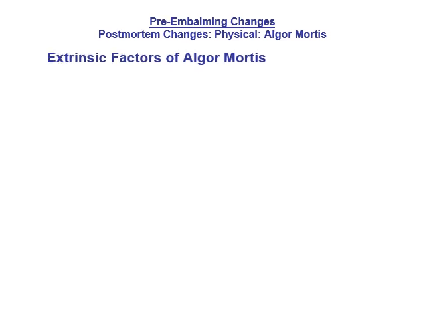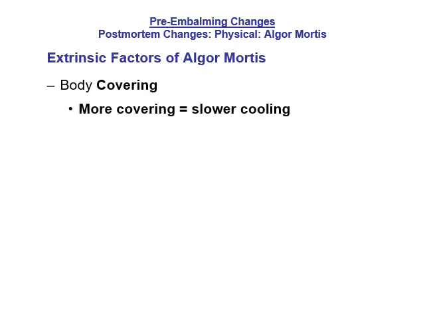The extrinsic factors of algor mortis would include body covering. The more body that is covered, the slower they will cool. That insulates the body. A naked body will cool very quickly, whereas a body underneath a lot of blankets will retain that heat for longer. That's why you wear blankets.